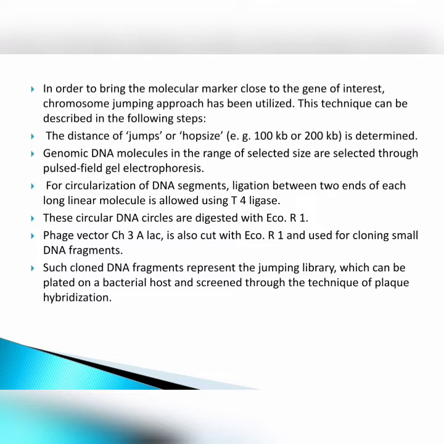This technique can be described in the following steps. First of all, the distance of jumps or hop size is determined, for example 100 kb or 200 kb, such that genomic DNA molecules in the range of selected sizes are selected through pulse field gel electrophoresis.